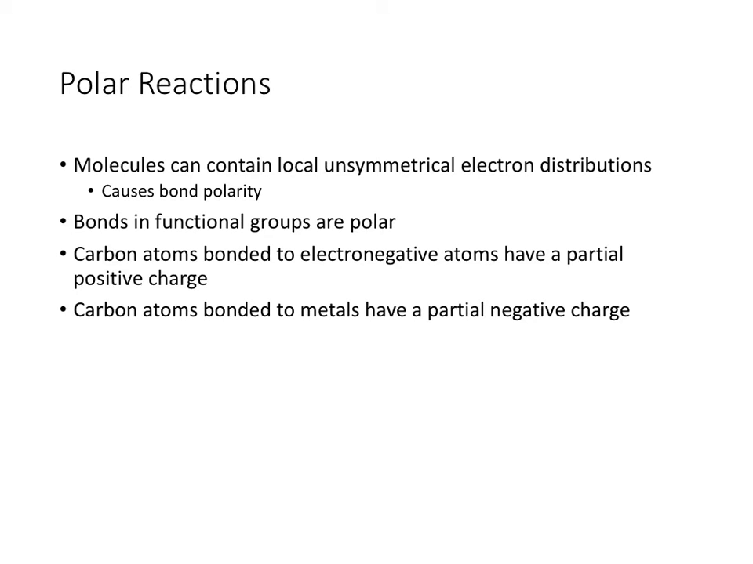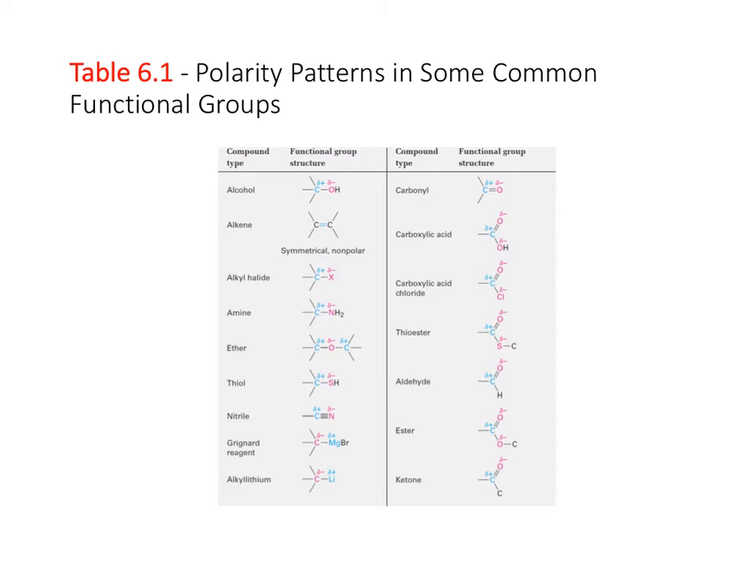So here's a table of common functional groups, and the delta plus and delta minus are indicated for the various bonds. So the more electronegative atom will have the delta minus, the less electronegative atom will have the delta plus. In particular, notice that with everything with the C double bond O, the carbonyl, the carbon of the carbonyl has a delta plus. That's because that more electronegative oxygen is pulling electron density away from that carbon.